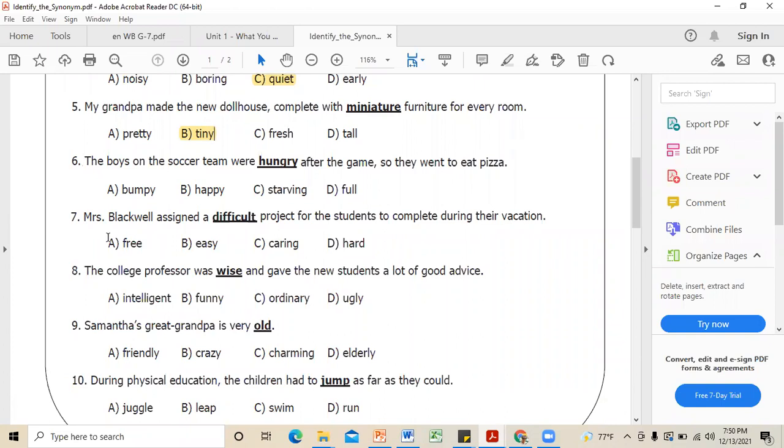Can you try it, Bashita? The boys on the soccer team were hungry after the game, so they went to eat pizza. The boys on the soccer team were starving after the game, so they went to eat pizza. Yes, very good. So hungry, right?